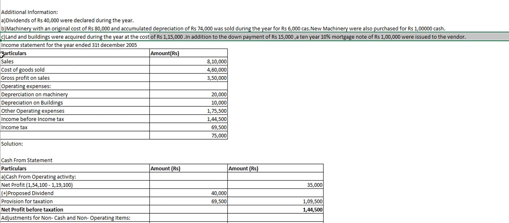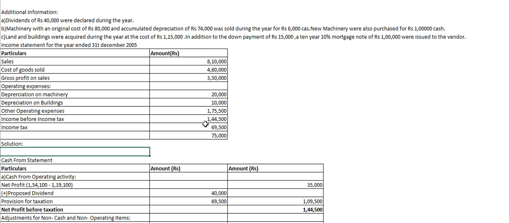So now they have given the income statement also. If you see the income statement, we have our sales, we have our cost of goods sold, gross profit on sale, operating expenses, depreciation on machinery 20,000 and depreciation on building 10,000. This will be taken in your non-operating expenses. Other operating expenses, they have given income before tax and income tax paid, which is 16,900. So this will be minus in your income tax paid after your non-operating profit. So this is your income tax paid for the year.